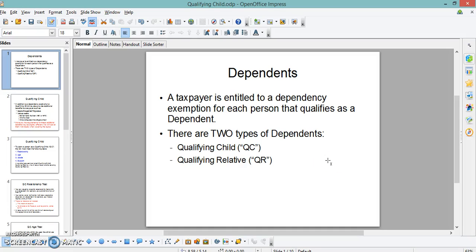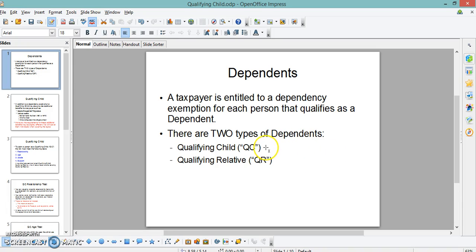In this video, we're going to cover dependents, specifically qualifying child. A taxpayer is entitled to a dependency exemption for each person that qualifies as a dependent. So, we've covered the exemptions. There are two types, as we discussed, personal and dependency. And now we're talking about how you can get dependency exemptions. That's by claiming dependents. And there are two types of dependents.